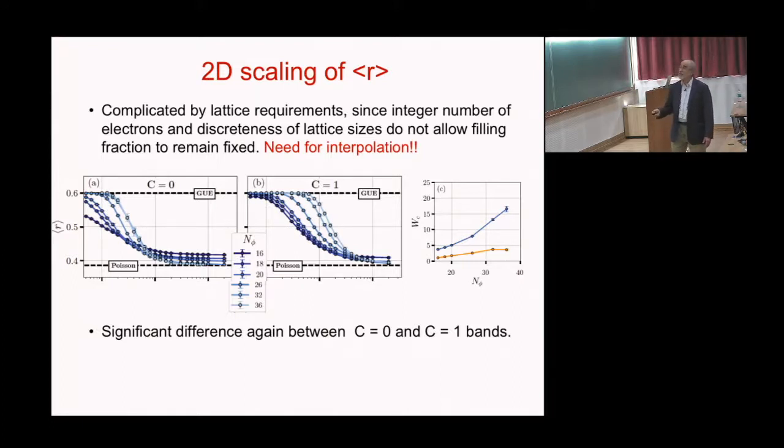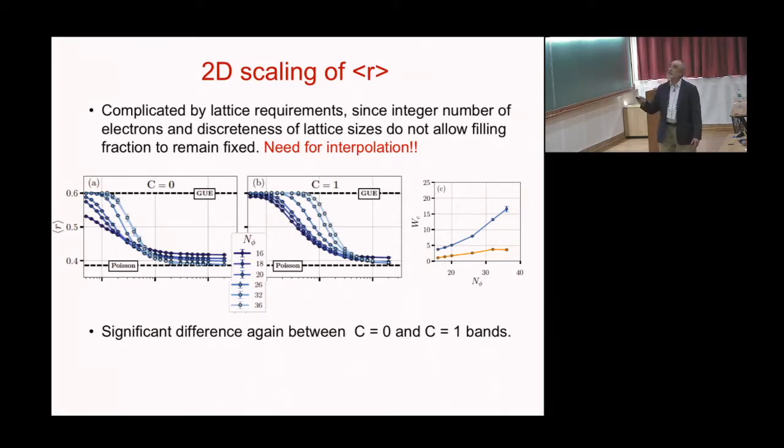So again, the answer is significant difference between churn 0 and churn 1 bands. But if you look at the crossing here, you find that even for the 0 churn band, the crossing is moving with size. So it's not clear. Someone who is very critical might say, well, maybe it just moves off to infinity when you go to infinity. And here, who knows what's going on.